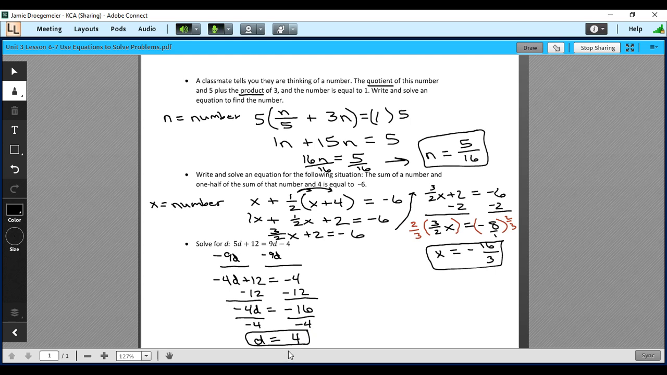So d equals 4. If I wanted to check my work, I could plug that 4 back into the original equation. I'm just going to talk through it rather than writing it. 5 times d, 5 times 4 is 20. So 20 plus 12 gives me 32 on the left side. On the right side, 9 times d, well, 9 times 4 is 36, and 36 minus 4 is 32. So we do get a true statement when we check plugging that back in.